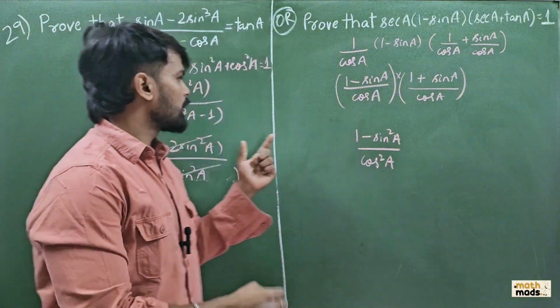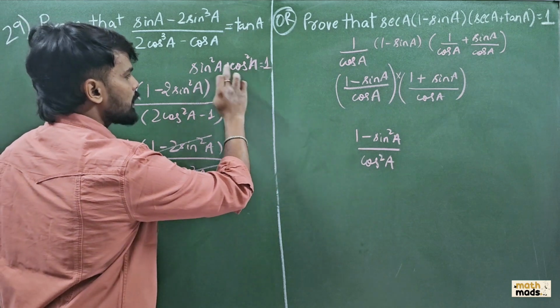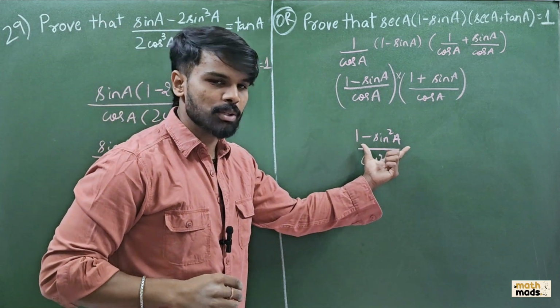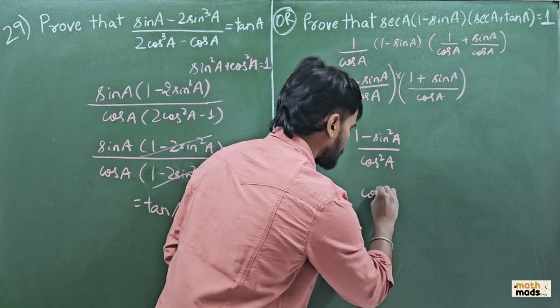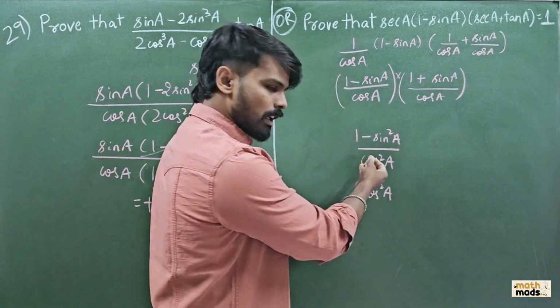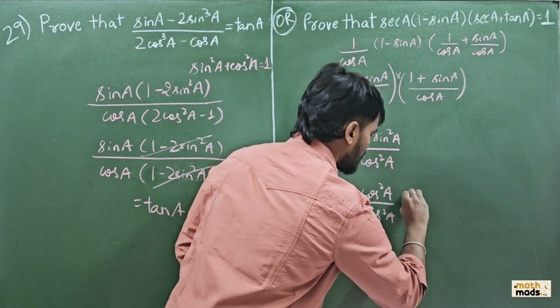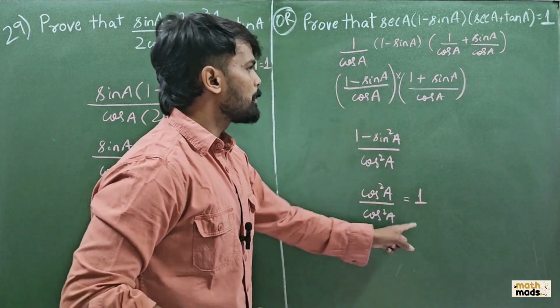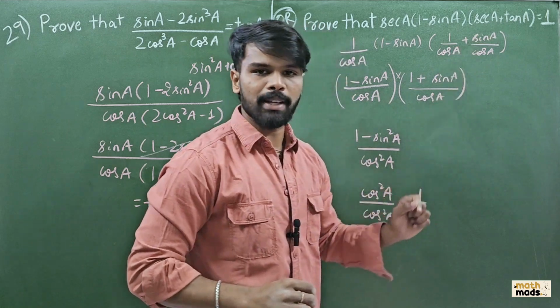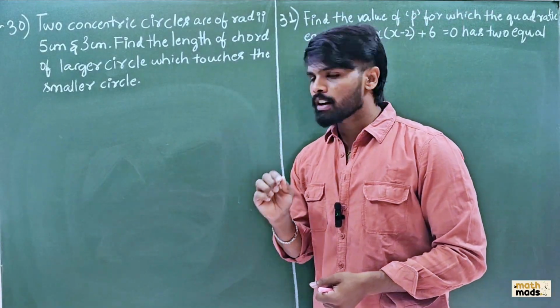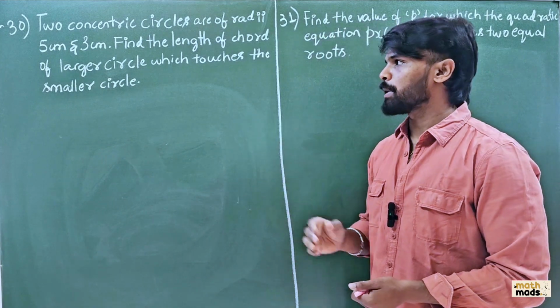I can relate something. Come back here. Cos square A can be written as 1 minus sin square A. Correct? So in place of 1 minus sin square A, I will just write cos square A. The denominator is also cos square A, so cos square A by cos square A. What will you get? You will get 1 as the answer. Compare it with the RHS. Both of them are same. You have proved it. Next question is, two concentric circles are of radii 5 cm and 3 cm.